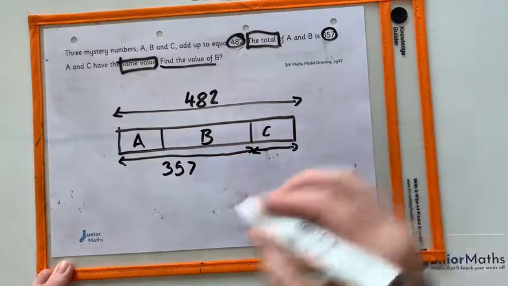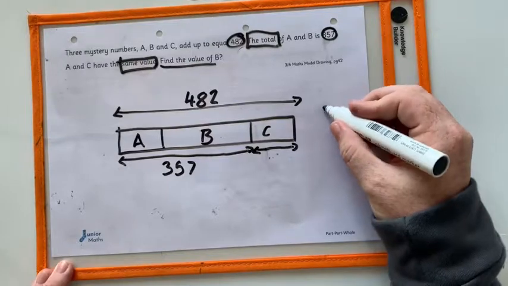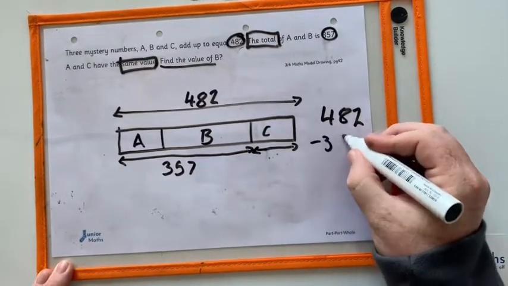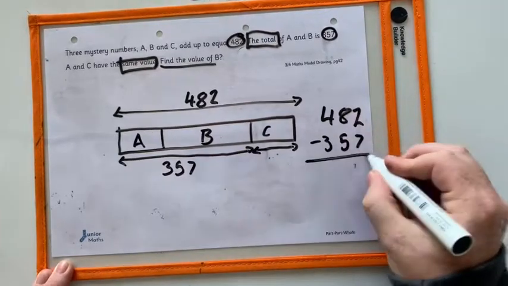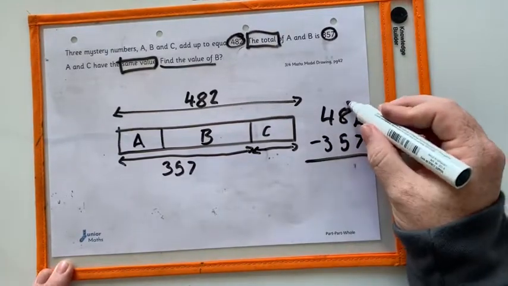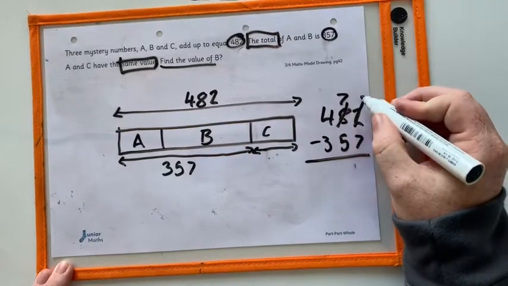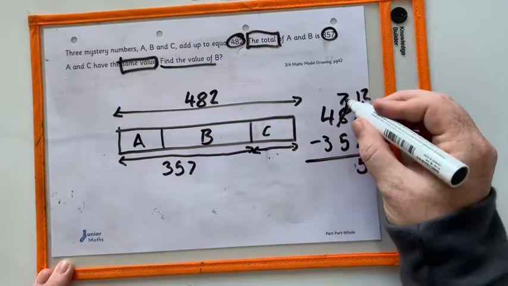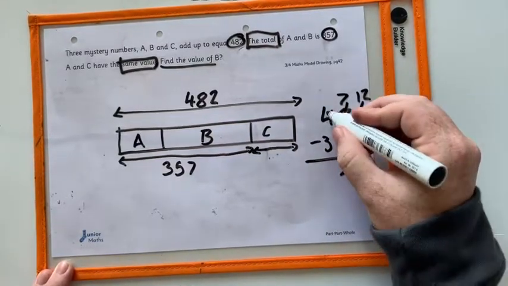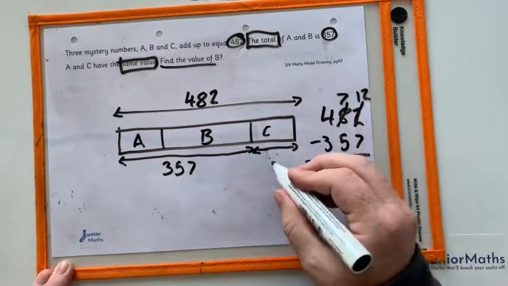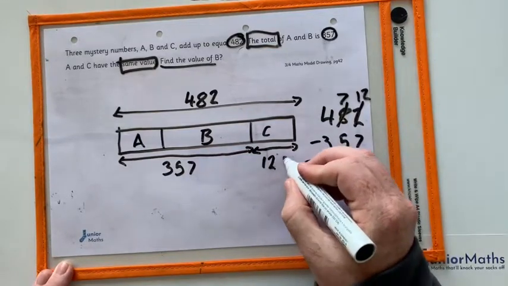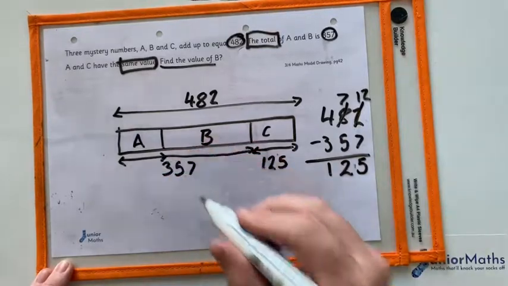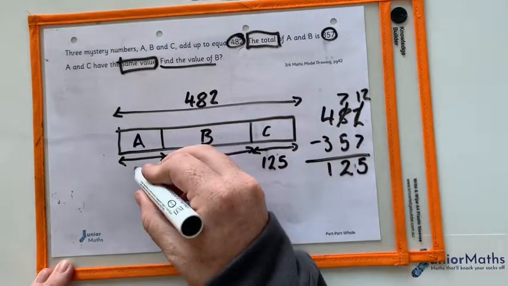So once again, let's go 482 take away 357. 2 take away 7, more on the floor, go next door, get 10 more, 12 take away 7 is 5, 7 tens take away 5 tens is 2 tens, 4 tens take away 3 tens is 1 hundred. C is worth 125, which means A is worth 125.